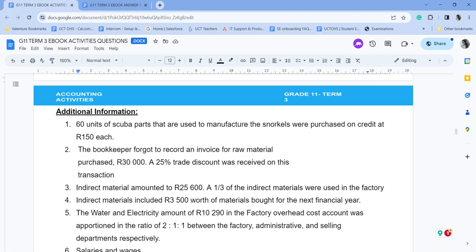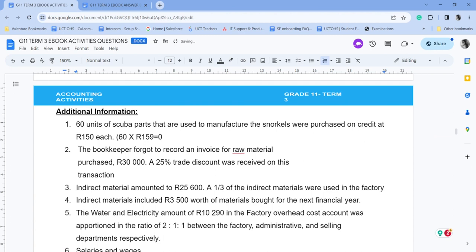So here they're telling us already that this is direct material. Remember, we are producing scuba gear, and they're telling us that 60 units of scuba parts used to manufacture the snorkels were purchased on credit at 150 rand each. So this is already a direct material. If I say 60 times 150 rand, I should be able to get the amount for these snorkels. I'm going to do the calculations on my side to make sure that I'm getting the correct figures.